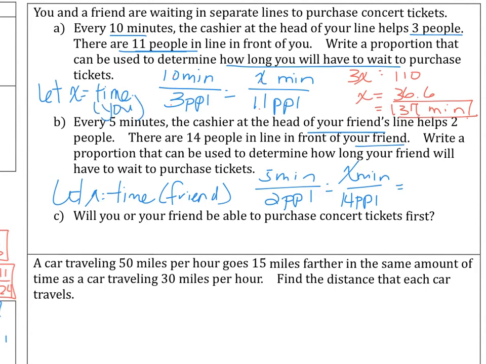Okay, and then after we cross multiply, well, we can first simplify. 2, 7, so x would equal 35 minutes. Part C, will you or your friend be able to purchase concert tickets first? And it happens to be your friend because your friend will take 35 minutes to get to the front of the line or to the cashier, and you're going to take 37. So it's your friend.